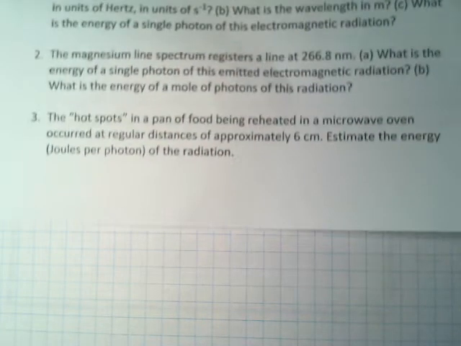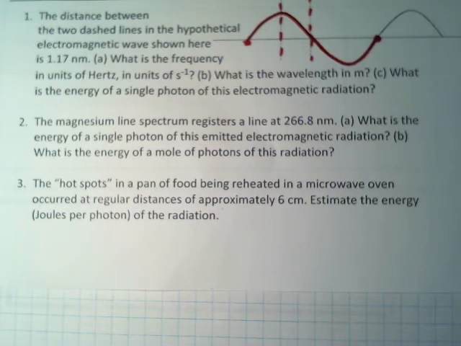Number 3 on the handout from November 6th in class on the Chapter 8 material. It says that the hot spots in a pan of food being reheated in a microwave oven, this is kind of a fun question, occurred at regular distances of about 6 centimeters. So let's estimate the joules per photon of the microwave radiation.